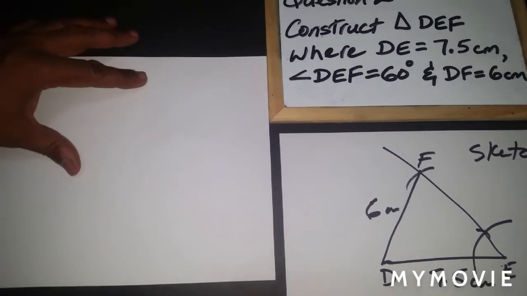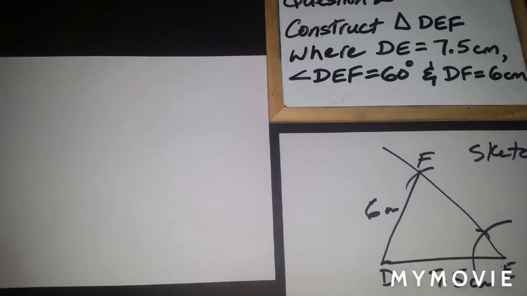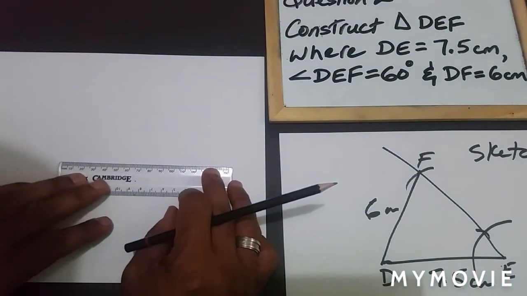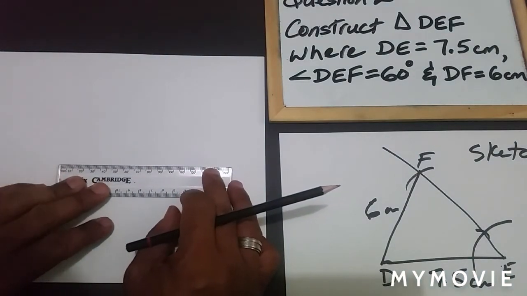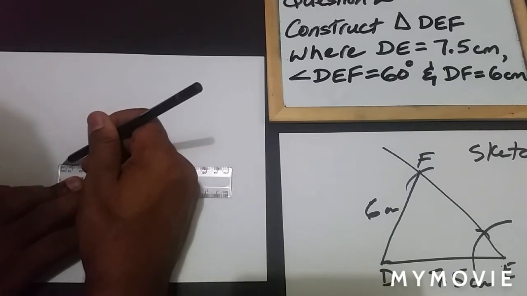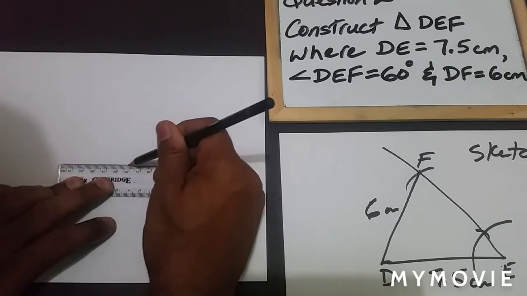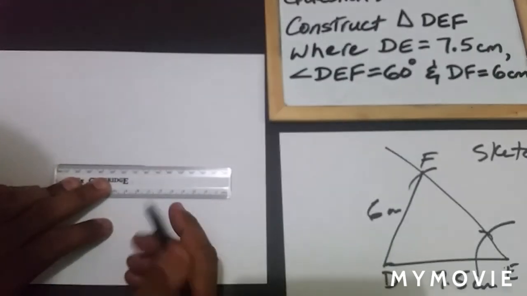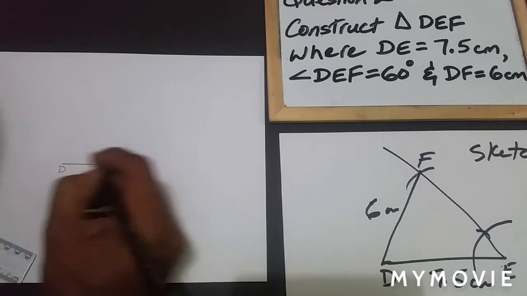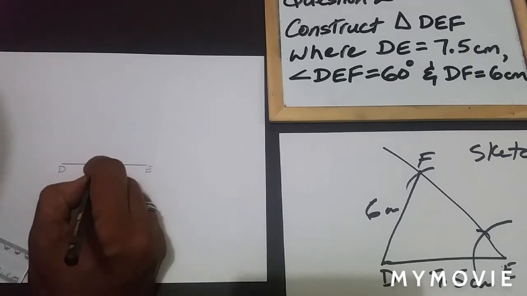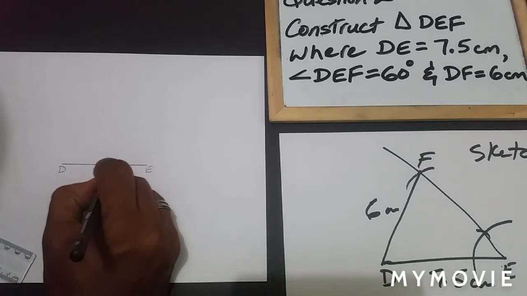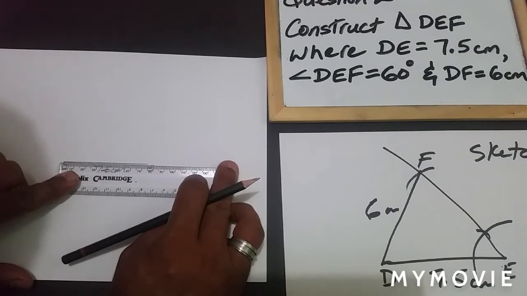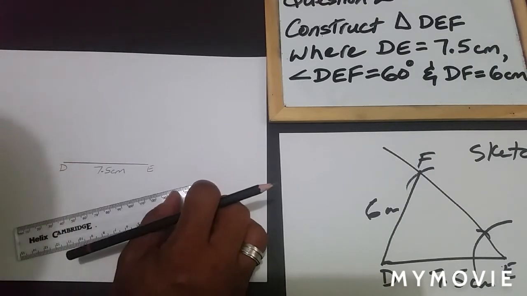All right, here we have the paper, and it says DE is 7.5 centimeters. So we're going to measure that length. So again, you measure from 0 to 7.5, which would be here. Okay, so we have DE, and that distance is 7.5 centimeters. We can always double check, right? You can clearly see here from 0 to 7.5. So we're good to go with that.